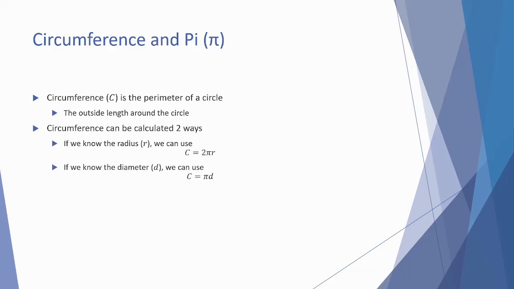The circumference can be calculated two different ways. If we know the radius, we can use the formula C equals 2 pi r. And if we know the diameter, we can use the formula C equals pi times d, where r is the radius and d is the diameter.